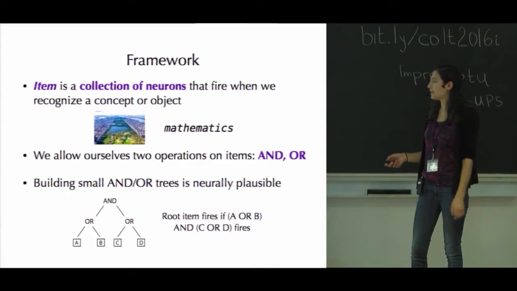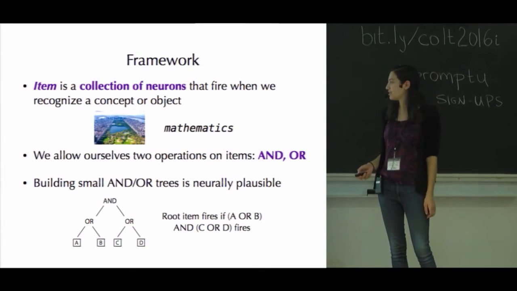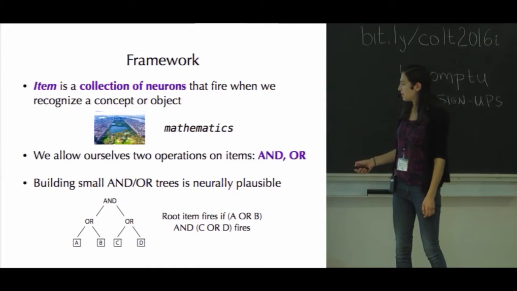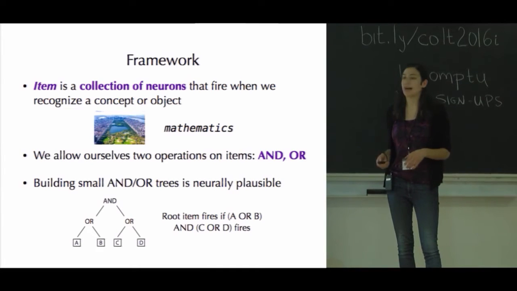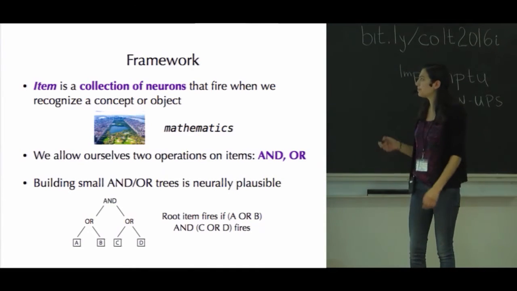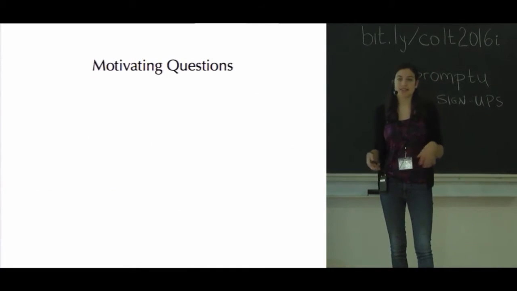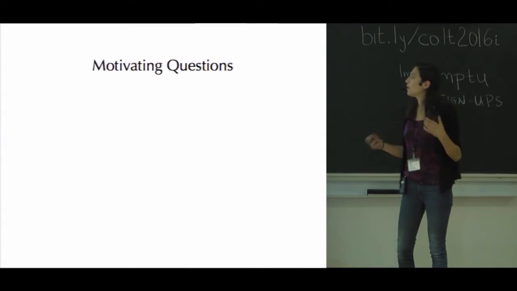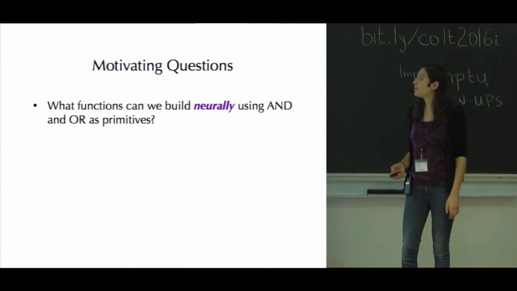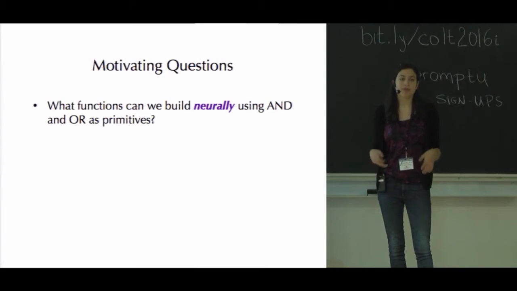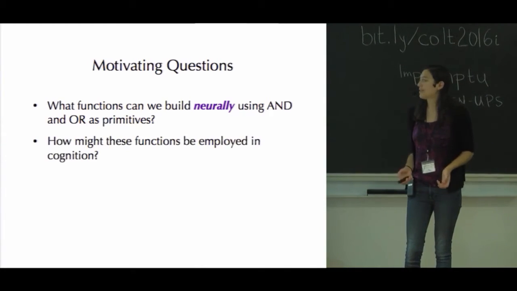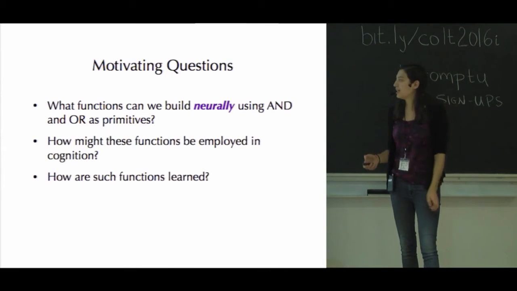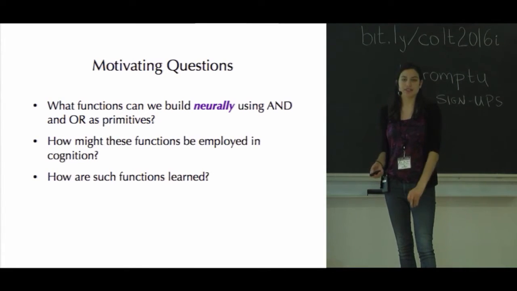And we say that building a small tree of ANDs and ORs is neurally plausible. So in this example, this AND item is going to fire if items A or B and item C or D will fire. So our motivation is this. Given this really basic framework, what can we accomplish? Using only ANDs and ORs, what functions can we build in a neurally plausible way? How might these functions be employed in cognition? And finally, how are such functions learned?